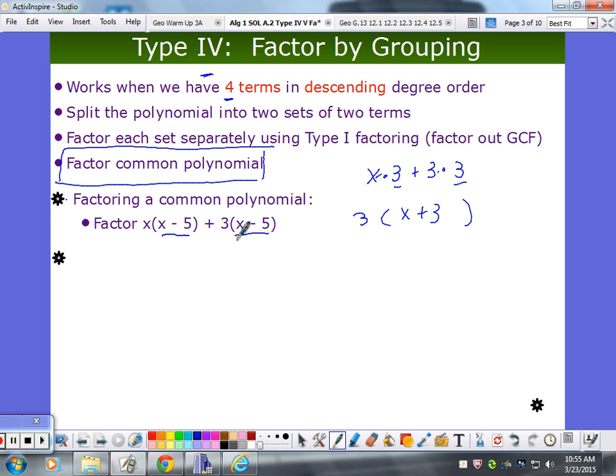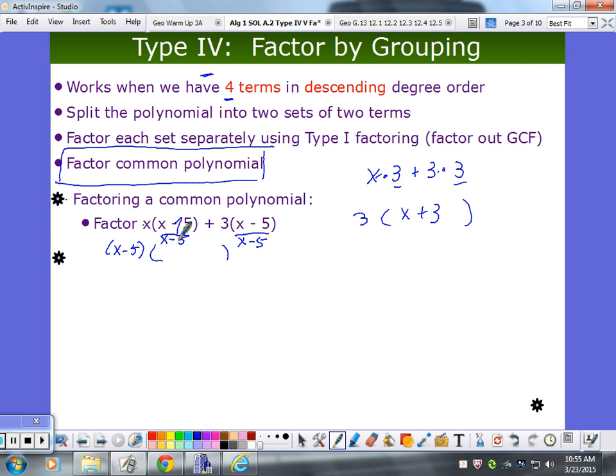X minus 1. That's what's in common. I'm going to factor it out. When I factor it out, what's left? And remember what factoring out does. It's like you divide by that GCF. So what's left when I reverse distribute?